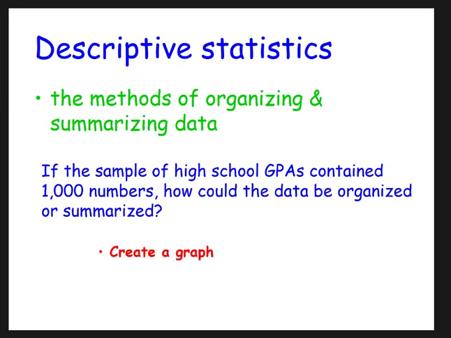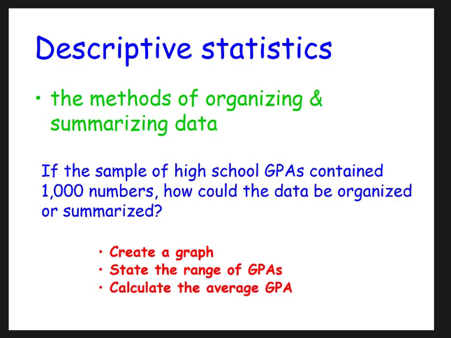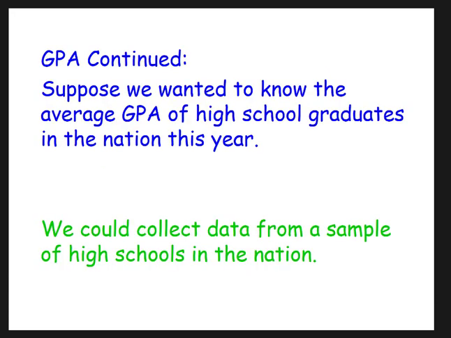So we create a graph or a table. So we need to create those tables and graphs. We first need to come up with ranges of GPAs so that we can divide them up. We're not going to display each GPA separately. We might calculate the average GPA. We might calculate the variability using the range.